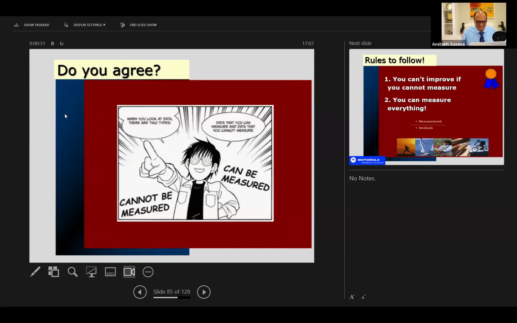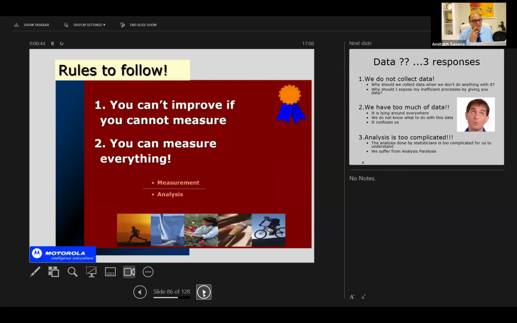As a quality professional, you have to disagree with that. Everything can be measured. Let me tell you how. There are two rules. You cannot improve if you cannot measure. That is one. And you can measure everything. Jazila has written, yes, you can measure quantitatively and qualitatively. Yes, you can measure everything.